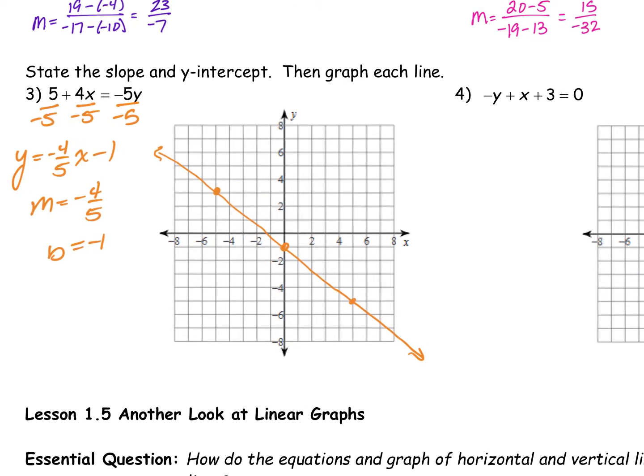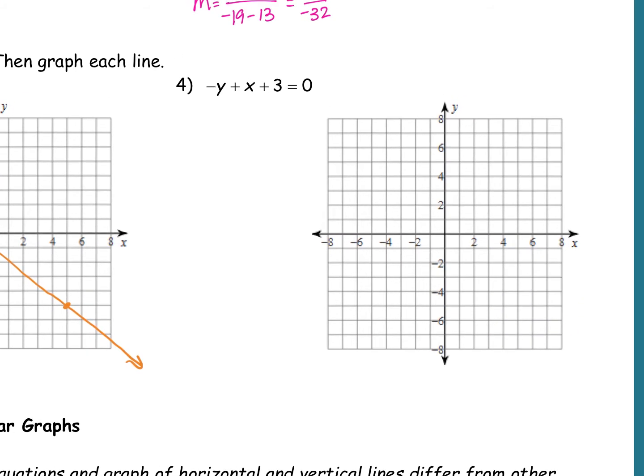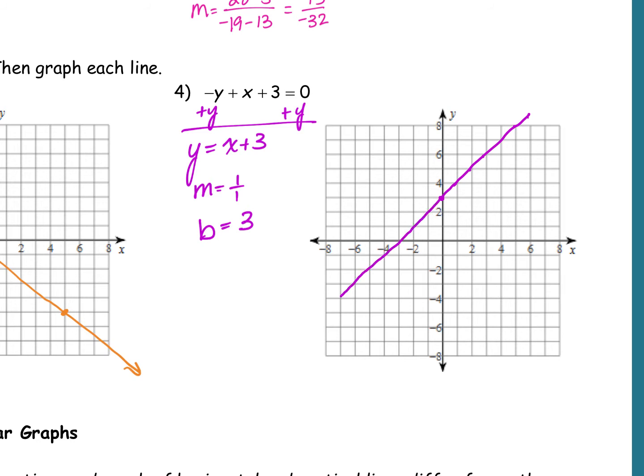Today's a B day. So in order to get this in y equals mx plus b, I'm going to move the y. So I'm going to add y on this one. So I get y equals x plus 3. M equals 1 over 1. B equals 3. If you guys move the x's, that's fine. You should have still ended up getting the same equation when you got done. Right? Okay, so I'm going to start at 3, and I'm going to go up 1 over 1. All the way. Draw your line.